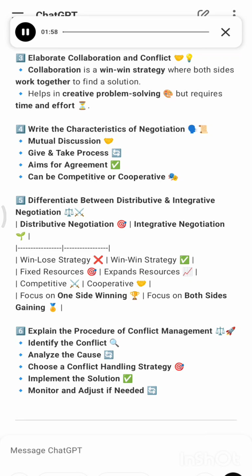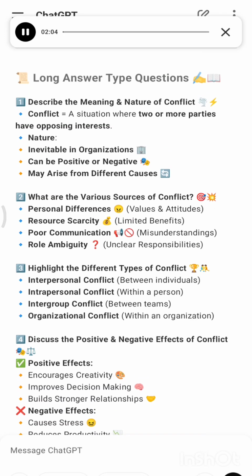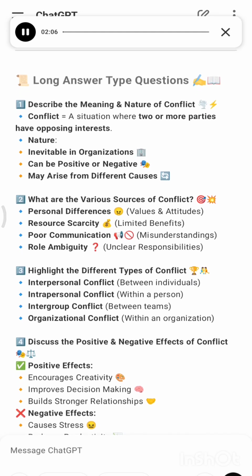Long answer type questions. 1. Describe the meaning and nature of conflict. Conflict is a situation where two or more parties have opposing interests. Nature: inevitable in organizations, can be positive or negative, may arise from different causes.